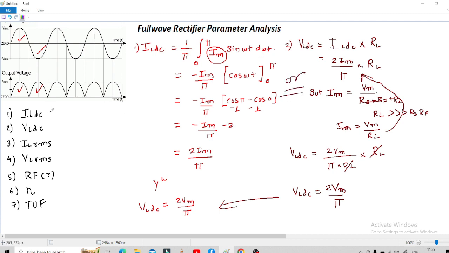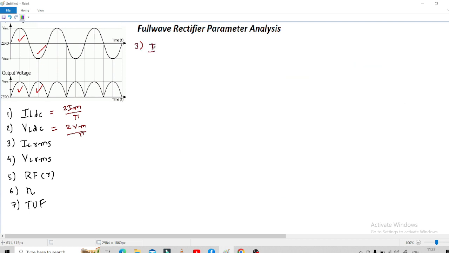So I can write here what is I_DC. We are getting that as 2Im by pi, and here I am getting 2Vm by pi. Now I_L RMS, that is the RMS voltage at the load, at the output. I_RMS we can write as 1 upon pi, with respect to 0 to pi, that is the limit which we are going to consider for the calculation.